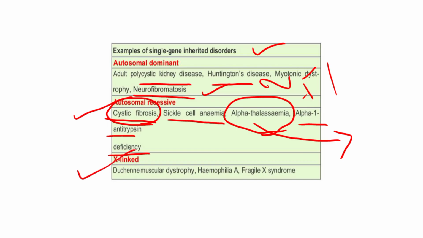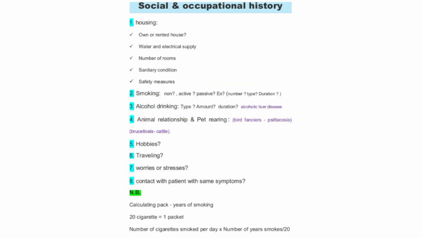X-linked disorders like Duchenne muscular dystrophy, in which there is muscular weakness. Hemophilia A, when there is no blood clot formation. Fragile X syndrome, these are all the disorders with the genes, inherited disorders.